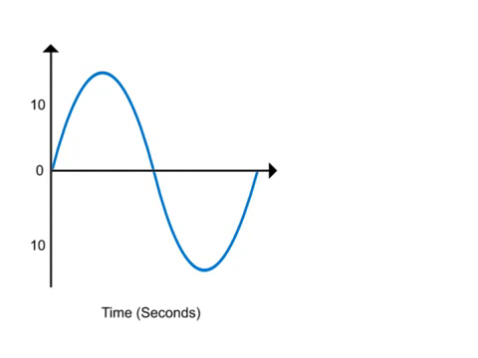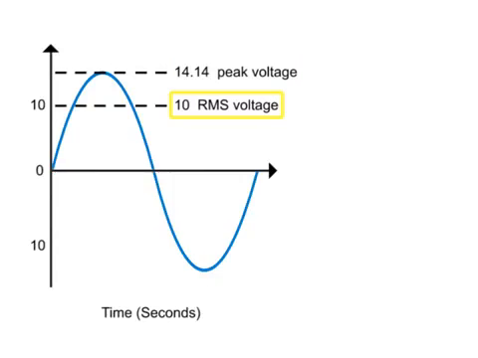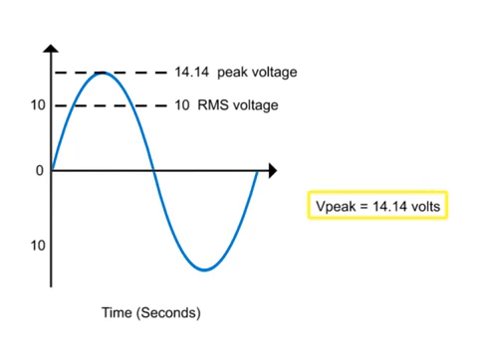When the power in the DC matches the power you produce in the AC, a voltage of 14.14 volts at its peak is as effective in producing the same power as 10 volts in a DC circuit. Therefore, we can define the AC peak value as 1.414 times 10 volts, or 10 RMS, which equals 14.14 volts.